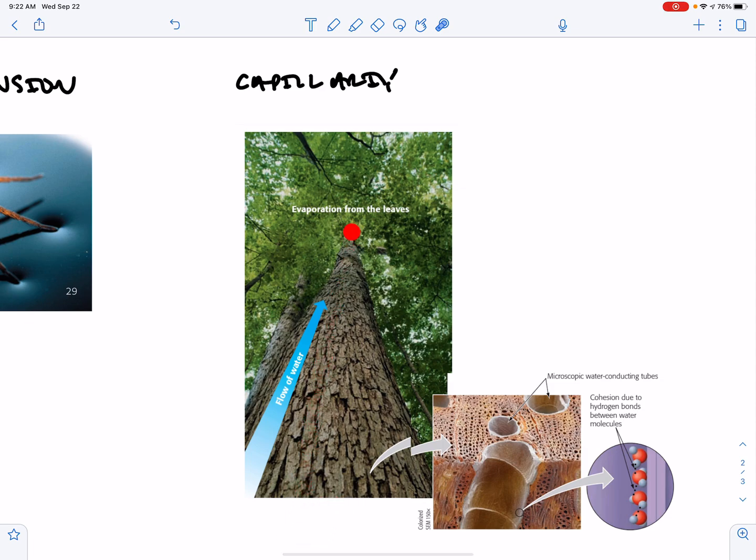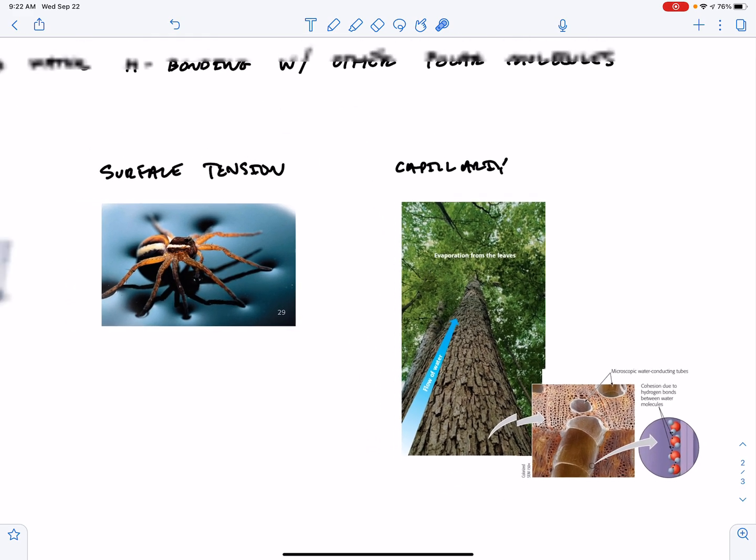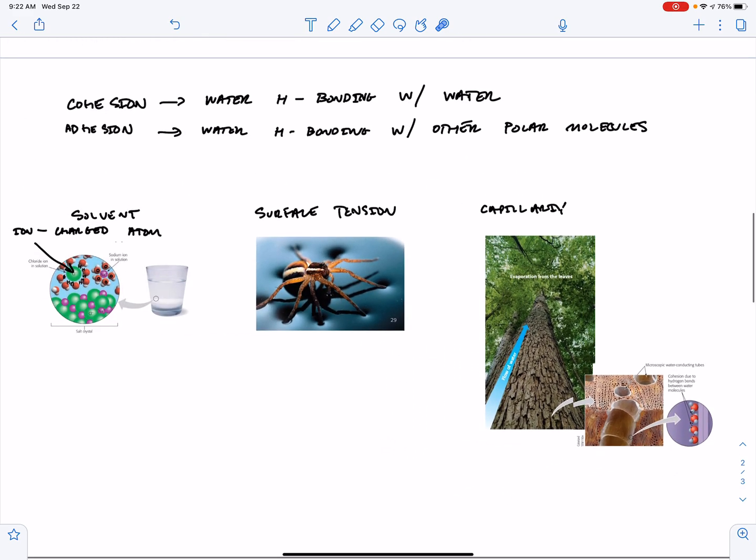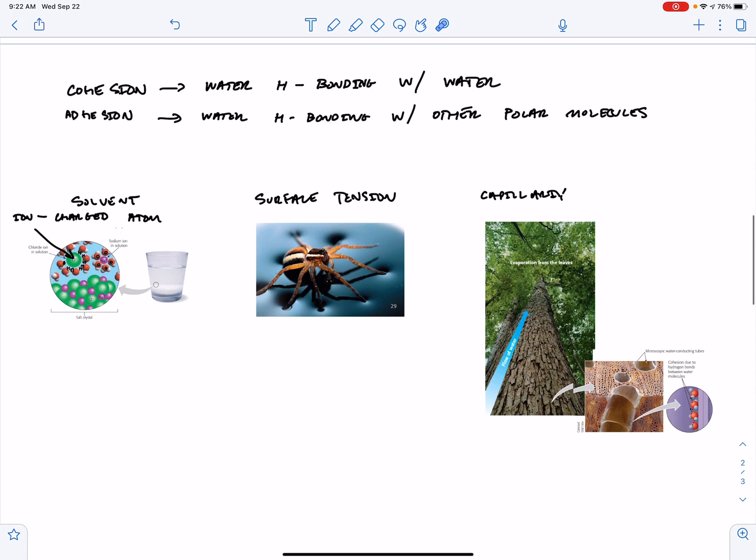trees all the way to the very tippity top in the leaves, which could be hundreds of feet up, which is quite impressive.